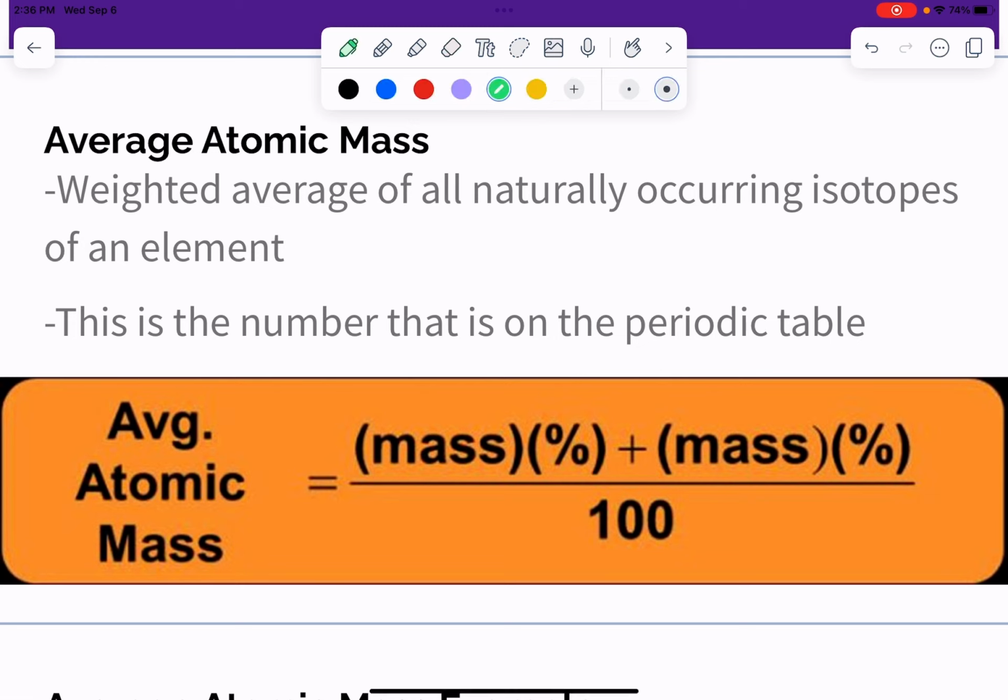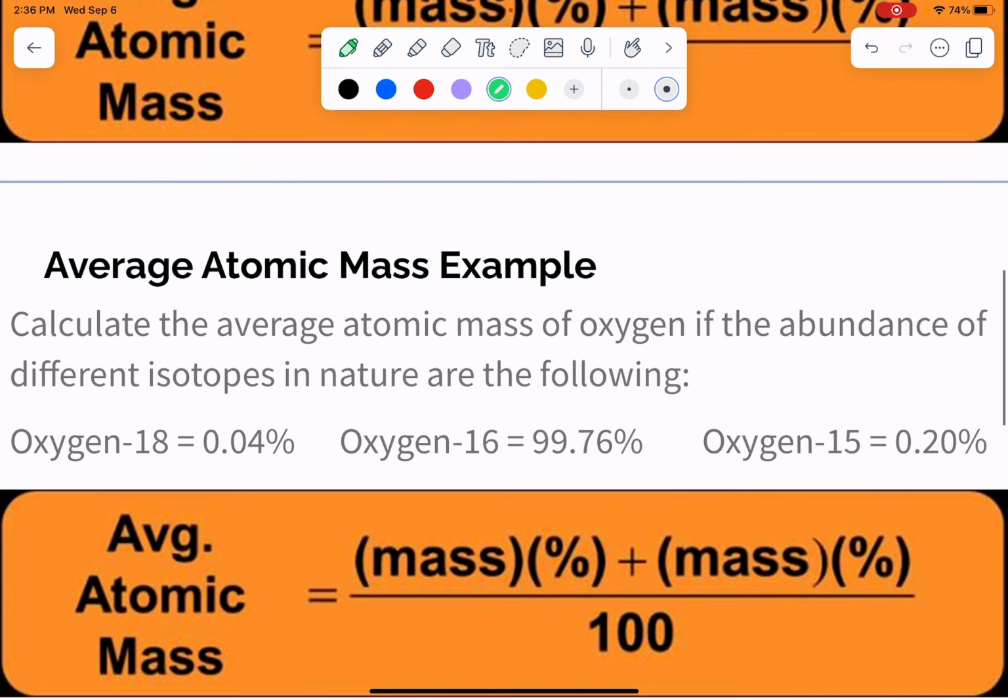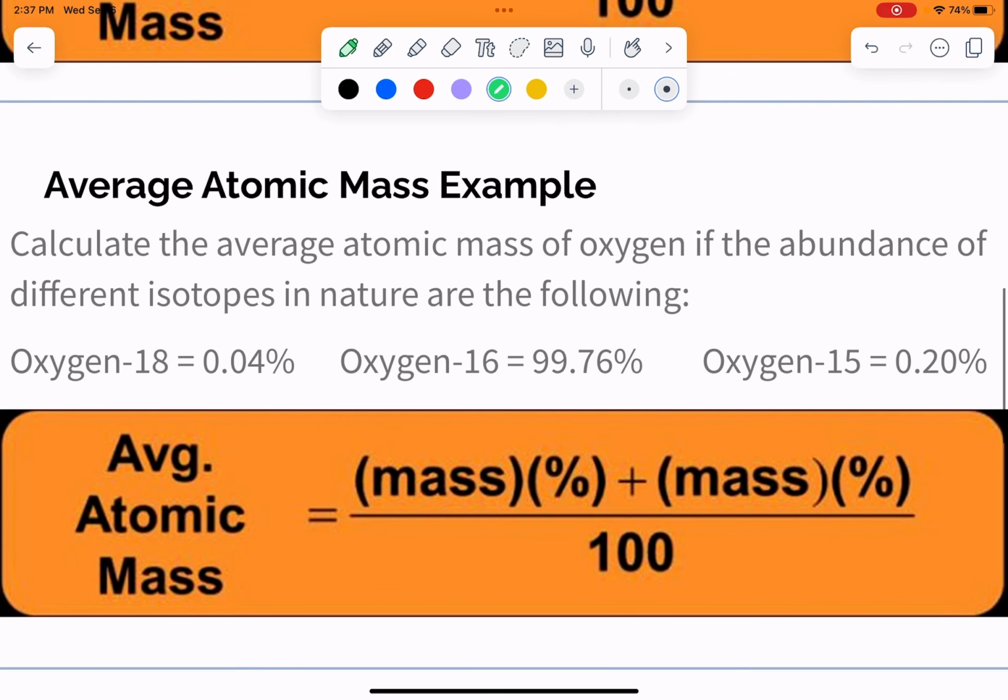And now the average atomic mass is what's shown on the periodic table. So the scientists took each isotope of each element, figured out its percent abundance, and calculated the average mass that way. So here's an example of what a problem would look like.